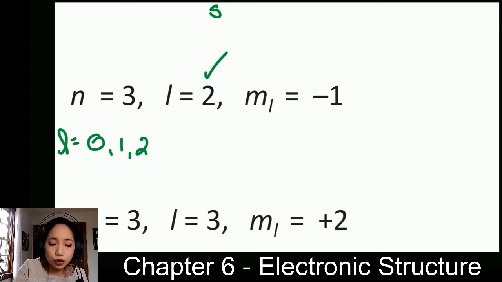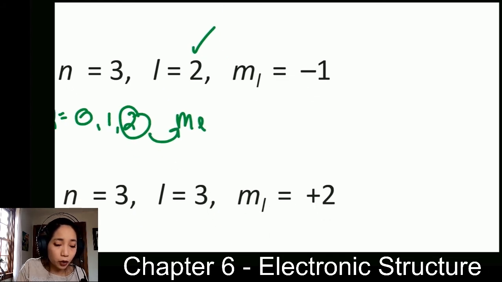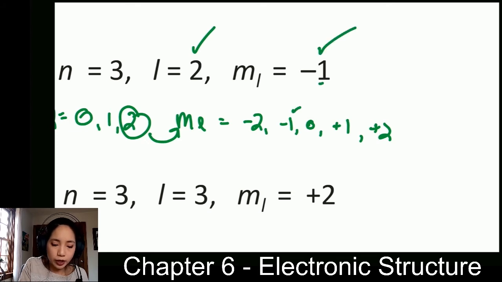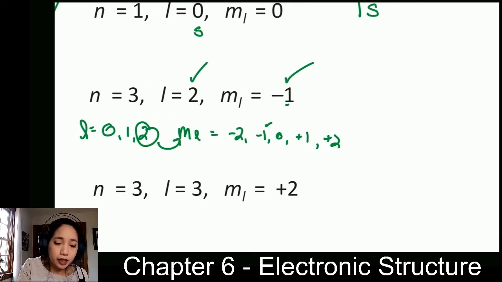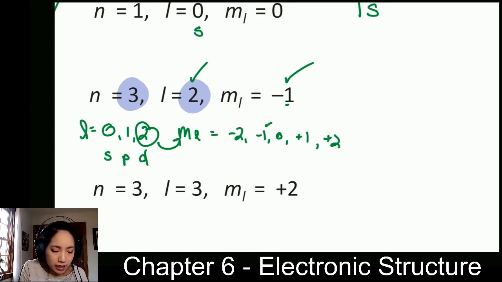If L equals 2, our possible MLs would be -2, -1, 0, +1, +2. And what's given here is -1, so yes. We can have n equals 3, L equals 2, ML equals -1. So that checks out, right? And if we want to write the subshell for this, we need to write our n value and the letter designation of L. If L equals 2, so 0 is S, 1 is P, 2 is D, this would be a 3D subshell.